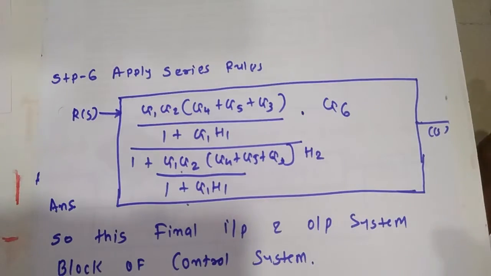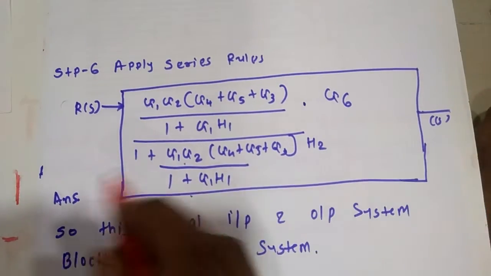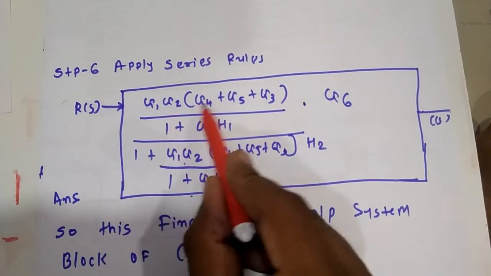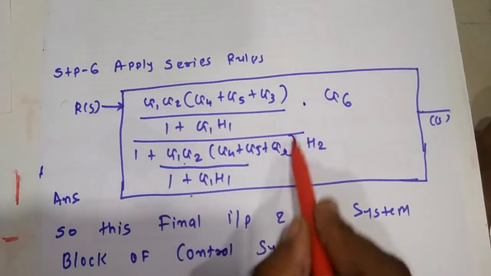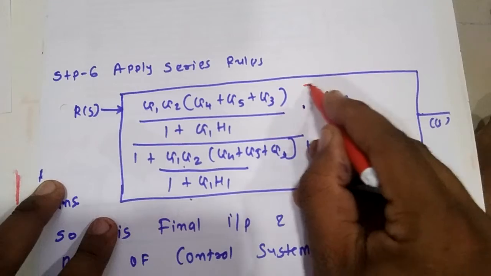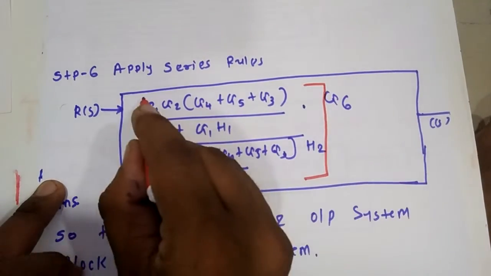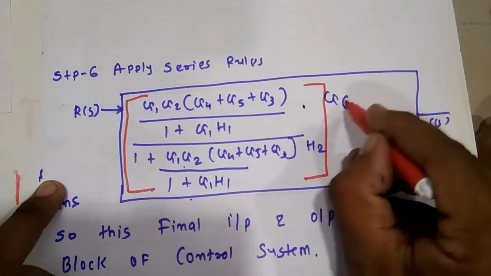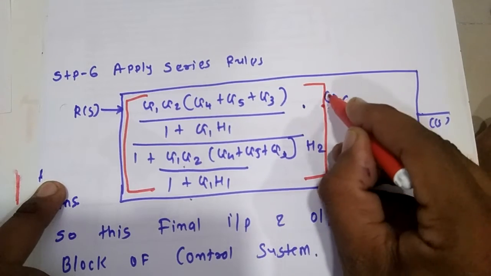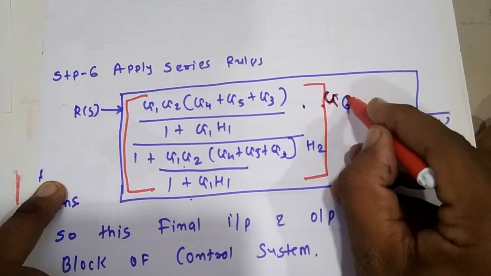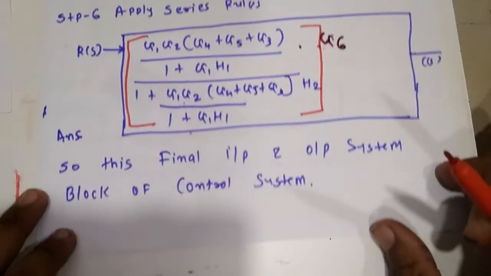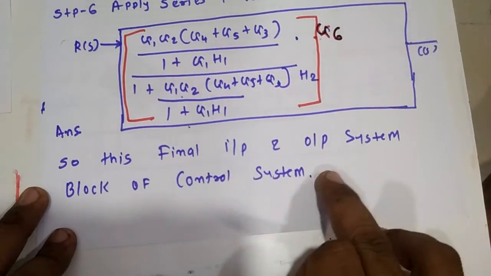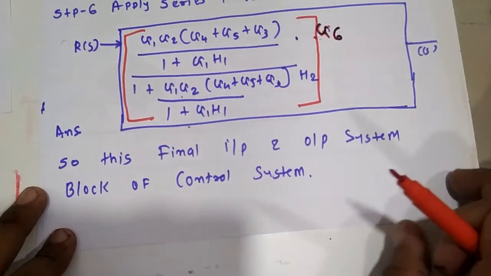Step 6, apply the series rule. So R of S, G1, G2, G4, G5, G3, 1 plus G1 H1, hold this system, into G6. So this is the final input-output system reduction block diagram of the control system.